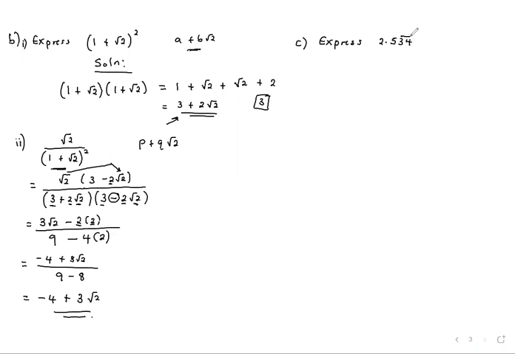Express 2.534 bar in the form P over Q. The first thing you do here is you let the number, say x, be 2.534 bar. Go to the numbers that are after the decimal point but not under the bar. Count them. In this case, we only have 1.